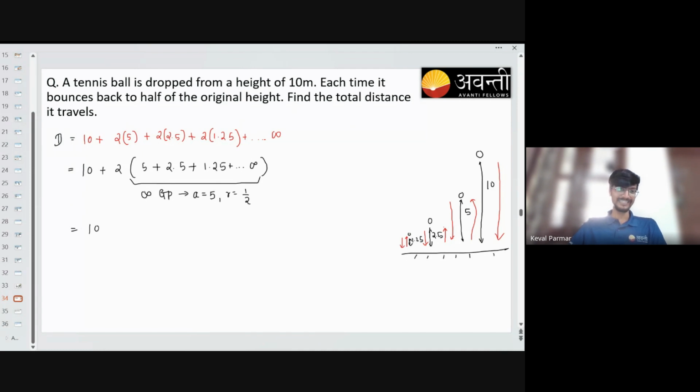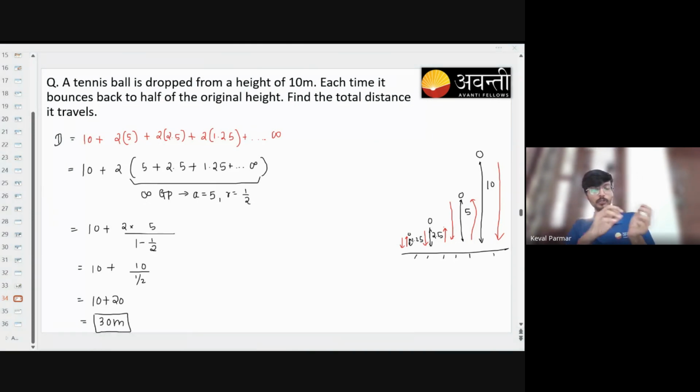So that means I'll get 10 plus 2 into a upon 1 minus r. So 10 plus 5 twos are 10 upon half. That means 10 plus 20, which is equal to 30. I think the unit is meters. 30 meters. So the total distance traveled by the ball before coming to rest is equal to 30 meters.